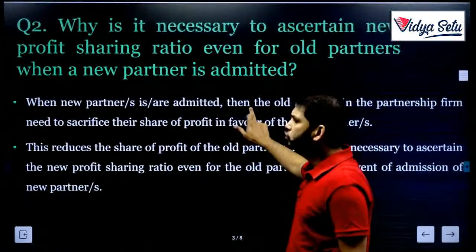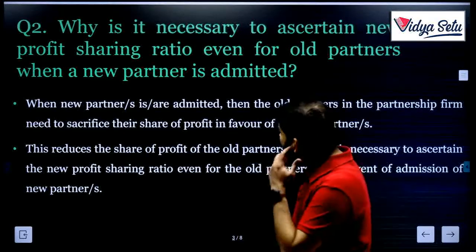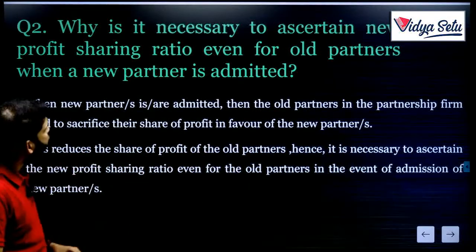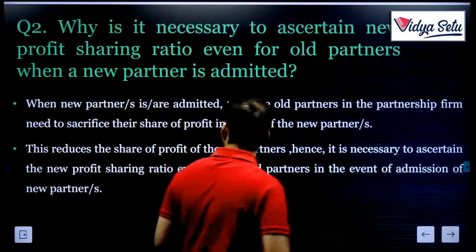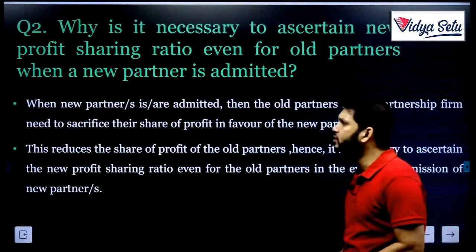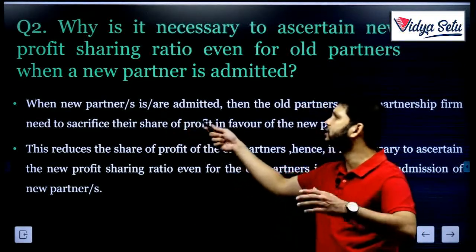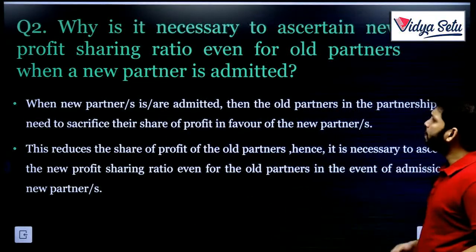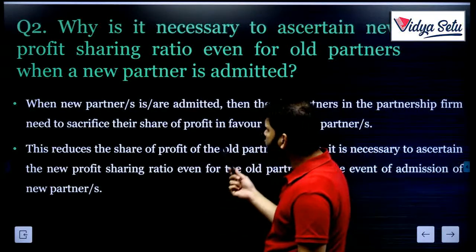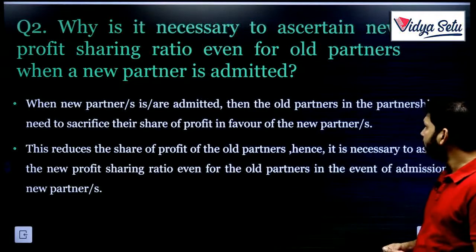Question number 2. Why is it necessary to ascertain the new profit sharing ratio even for the old partners when a new partner is admitted? The answer is really simple. When a new partner or partners are admitted, the old partners in the partnership firm need to sacrifice their share of profits in favor of the new partners.